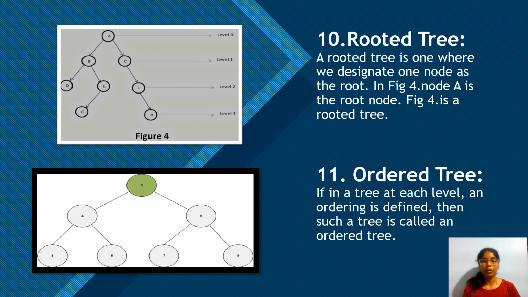Let us know about a rooted tree. A rooted tree is the one in which we designate one node as the root. In figure 4, node A is a root node and figure 4 is a rooted tree. The 11th one is an ordered tree. If in a tree at each level an ordering is defined, then such a tree is called an ordered tree.